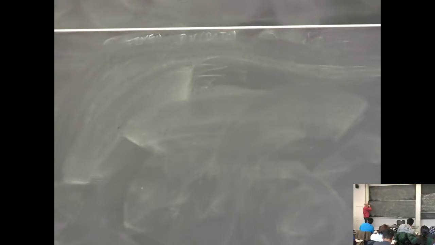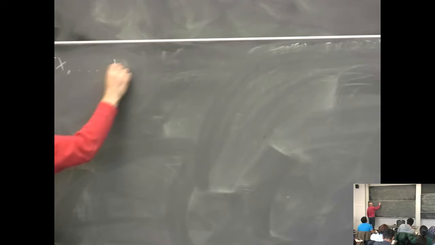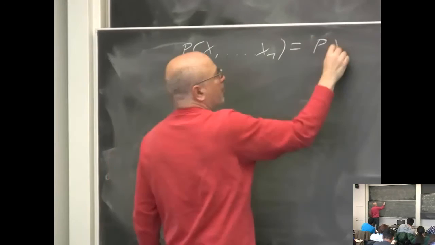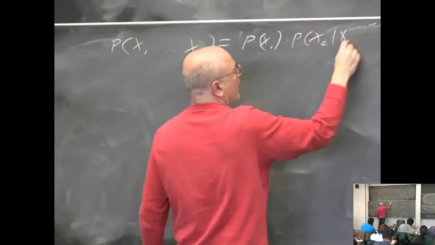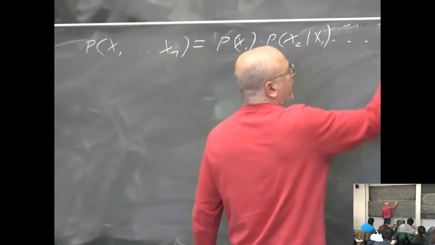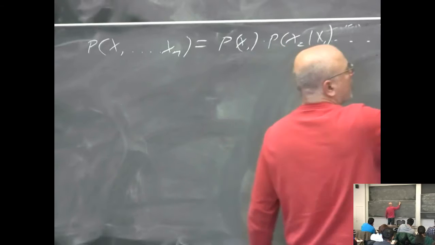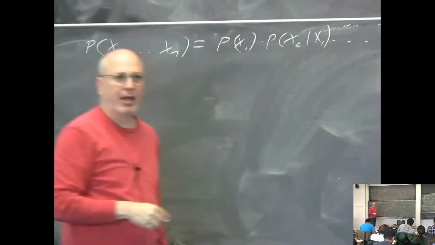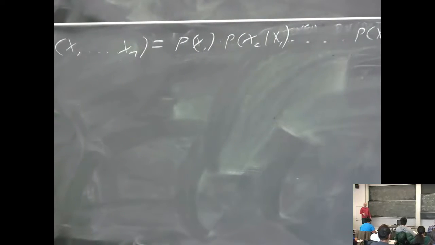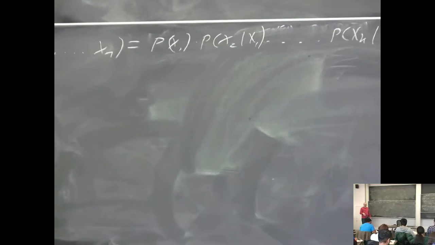You all know the chain rule. Chain rule says that P of x1 through xn can be written as P of x1 times P of x2 given x1, and so on, up to P of xn given x1 through xn minus 1. And it doesn't have to be in that order. It could be in any order. There's a similar rule that applies to entropy.